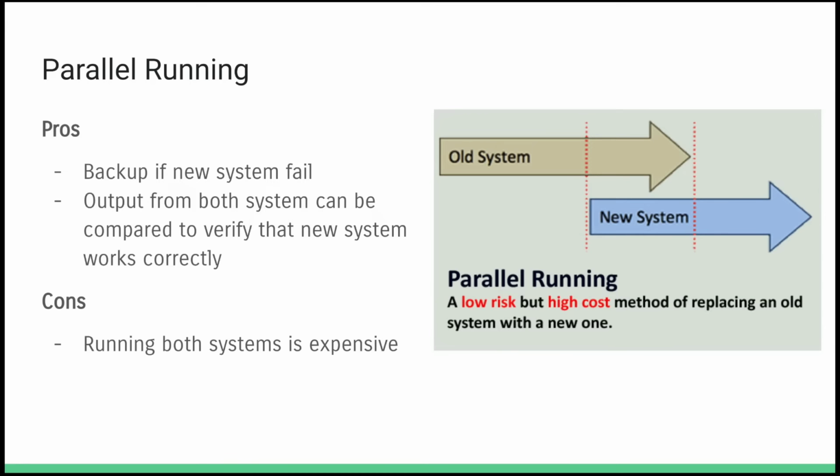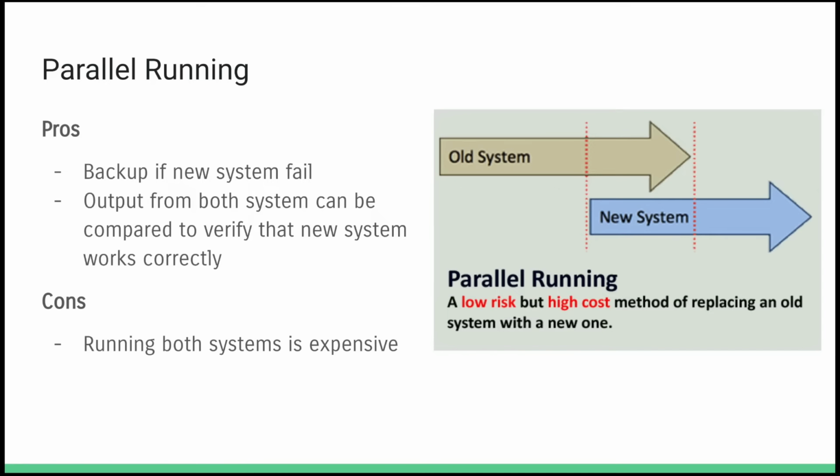With parallel running, you do have some backup, right? So if the new system fails, since you're using both systems, you can just continue to use the old system and stop using the new one. Also, output from both systems can be compared to verify that the new system works correctly. Or, more specifically, you could have teachers use both systems and then tell the administration which one they like best, right? So this could be true from not only the perspective of just pure how does the program work, but also from the perspective, does this work for us?